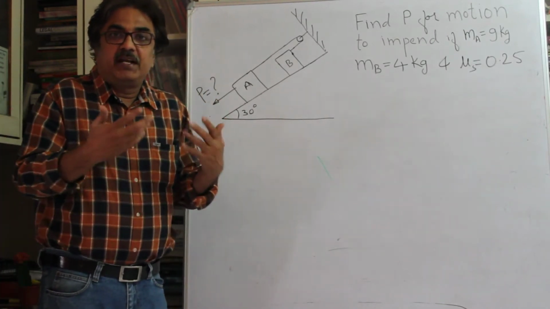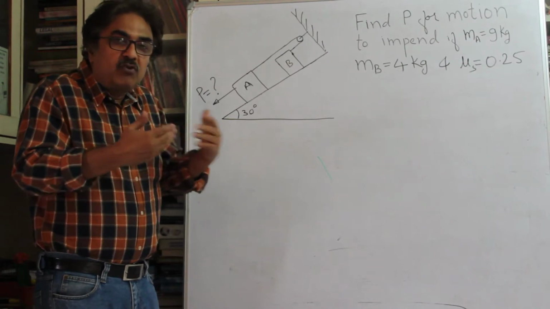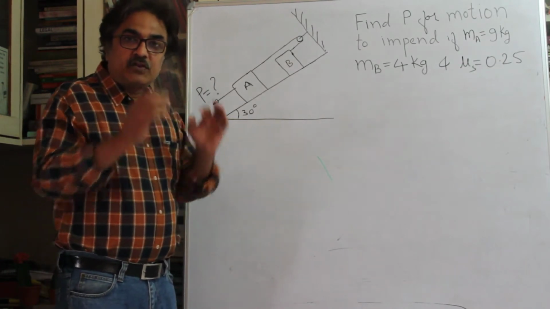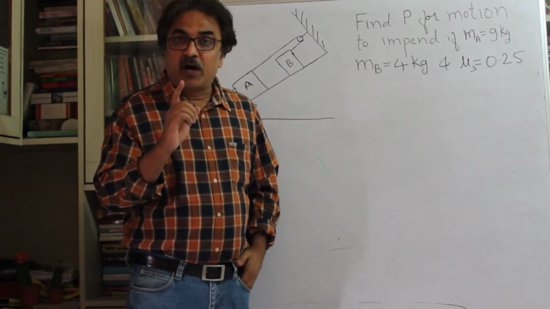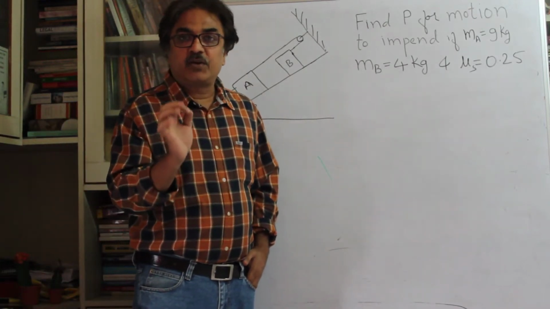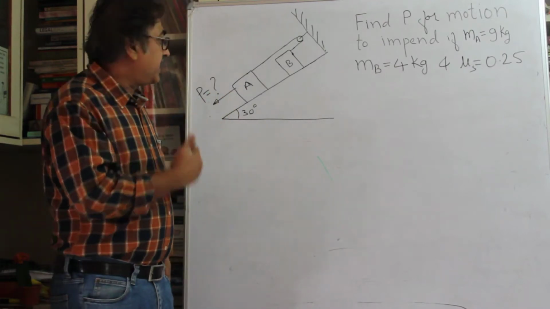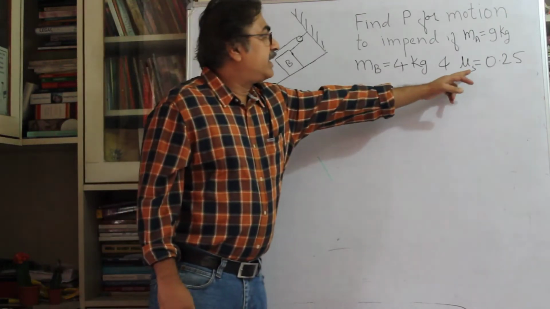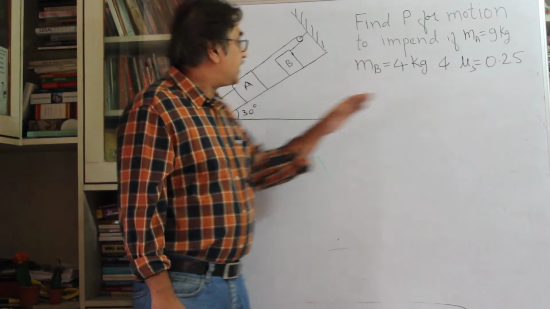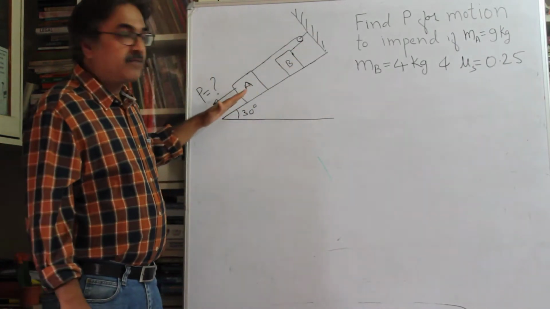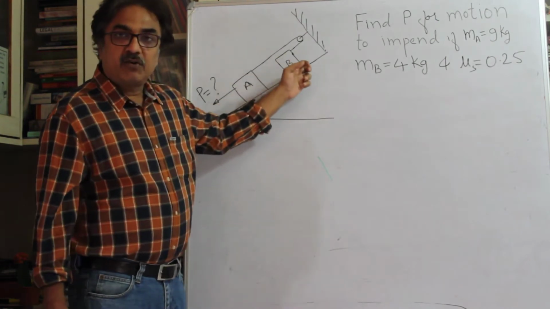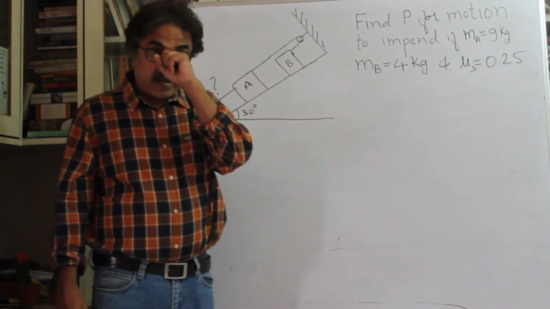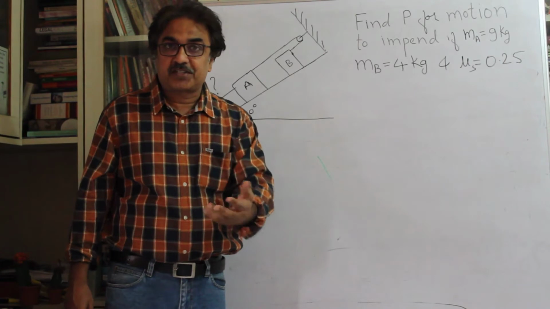And you know what is impending motion? When a body is about to move but has not started moving. So at that limiting point, you can use F is equal to mu R. Only in that condition can you use it, and here you can use that relationship. Look here, you are given that the coefficient of static friction at the sliding surfaces is 0.25. You are given the mass of A and mass of B. And of course, you will have to convert that into weight because that's a force, right?